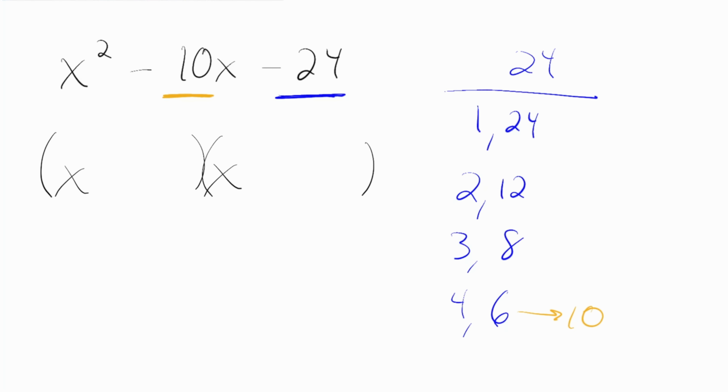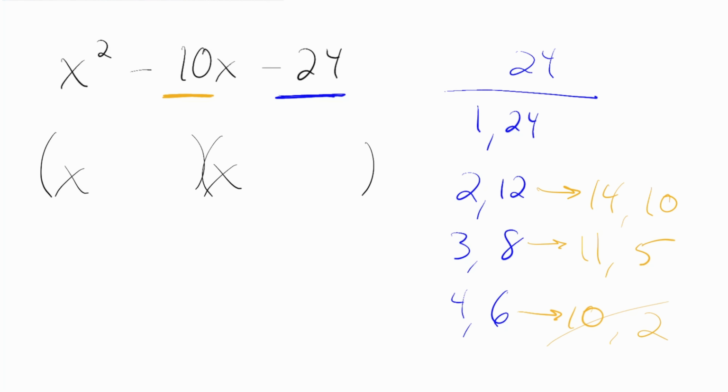Let's see if we can find another pair that works out better. We know that 4 plus 6 is 10, but that is not the right answer. So is 6 minus 4 equal to 10? No, that's 2. Let's keep going. 3 plus 8 is 11, not 10. 8 minus 3 is 5, certainly not 10. 2 plus 12 is 14, also not 10. 12 minus 2 is just the 10 we were looking for. So now we think probably the correct answer is going to be 2 and 12.